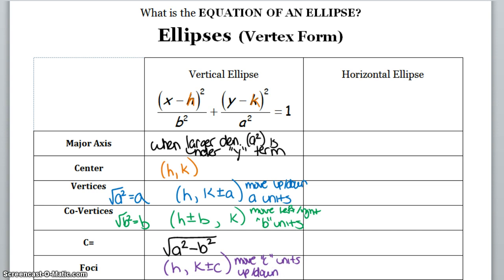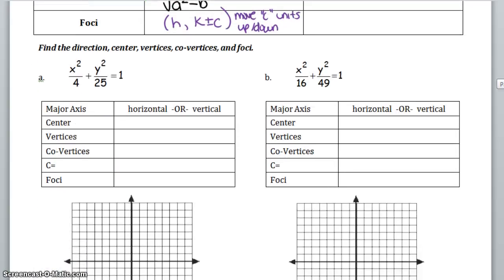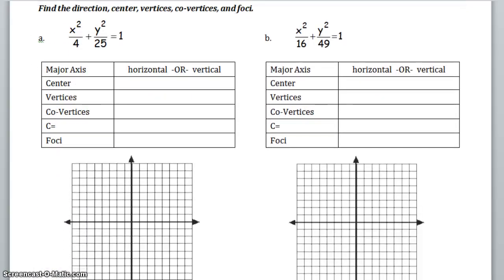Now that we have our definitions, let's look at a couple examples. So, first thing I would do, since these are not defined just as we did, is I would rewrite it so that it looks just like we did. Now, again, the larger denominator, 25, is underneath y. That's what's telling me I have a vertical ellipse.